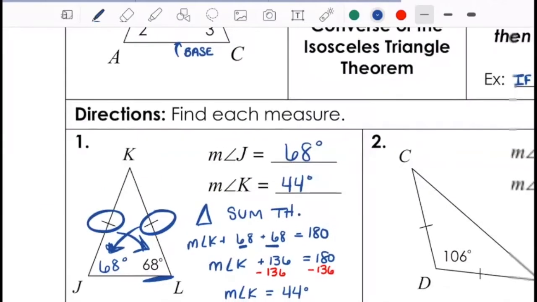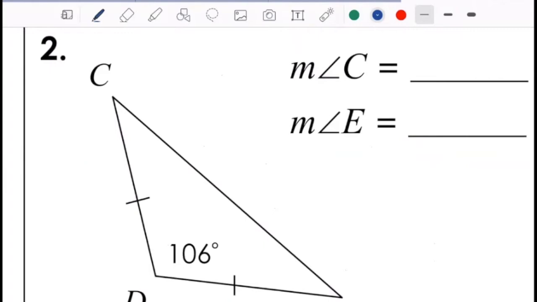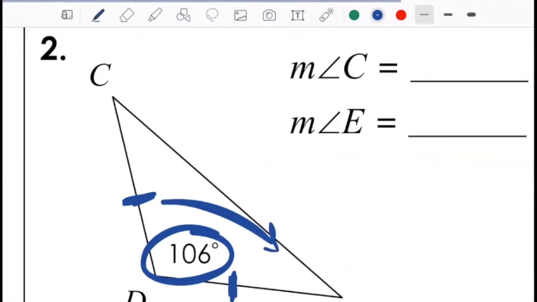All right, let's look at number 2. This time they gave me the vertex angle. They told me that I've got an isosceles triangle with two congruent sides, which means that these two angles opposite our congruent sides are themselves congruent. I know they've got measure of C and measure of E up there, but for our sanity, let's say this is X, and if angle E is X, then angle C must also be X because it is congruent.